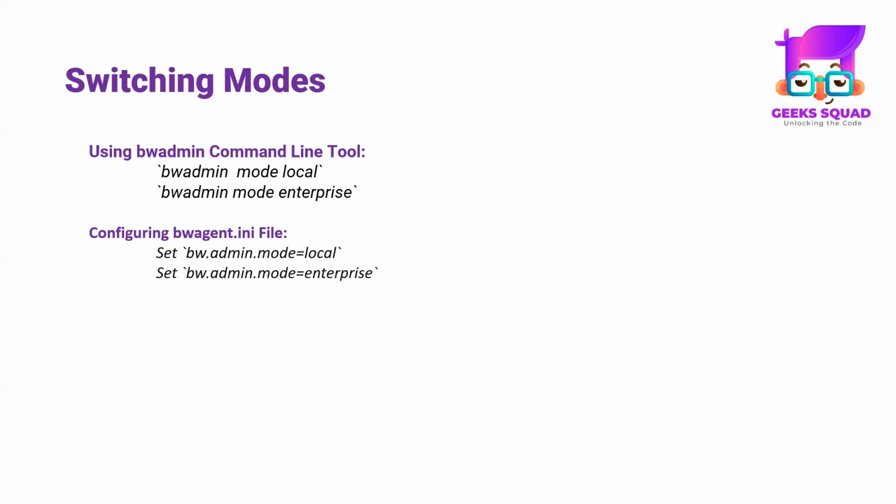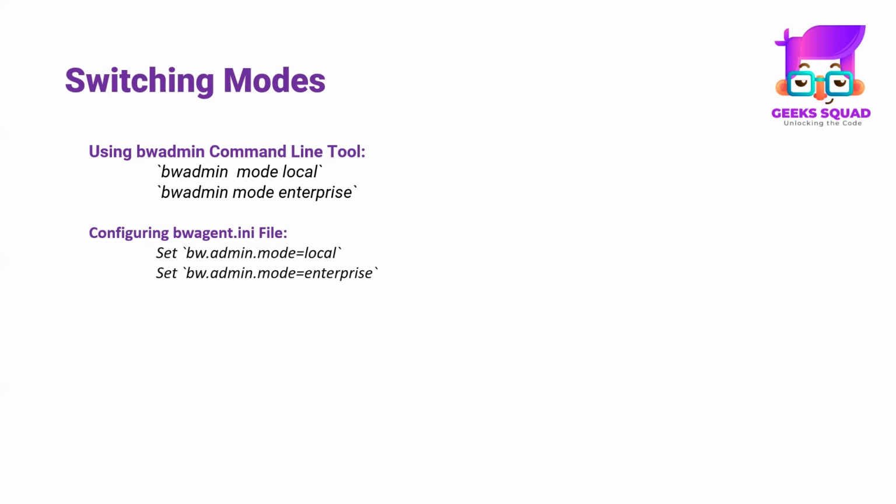Simply enter bwadmin mode local to switch to local mode. Similarly, to switch to enterprise mode, we can write the command bwadmin mode enterprise. So basically on the command line, these two commands will be used to switch between the modes.